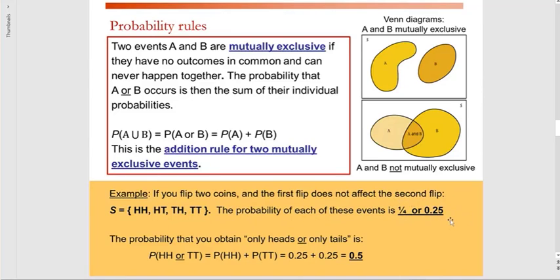We want to find the probability of obtaining only heads or only tails. None of these four outcomes can occur at the same time. All the simple events in the sample space are always mutually exclusive. And so we can use the addition rule for two mutually exclusive events. So to find the probability of both heads or both tails, we add the probability of both heads plus the probability of both tails. So 0.25 plus 0.25, which is 0.5. Or you could represent it as 50% or 1/2.